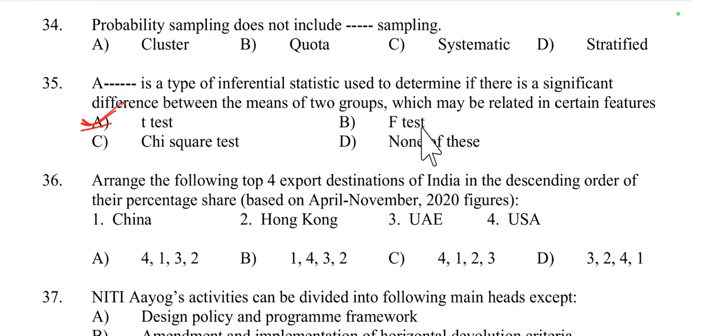Then the f-test is used to compare the variance between groups. Then the chi-square test is used for categorical data, to assess the relationship between variables. So here option A is right.